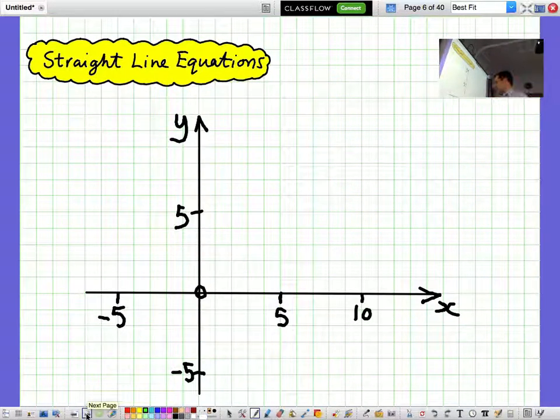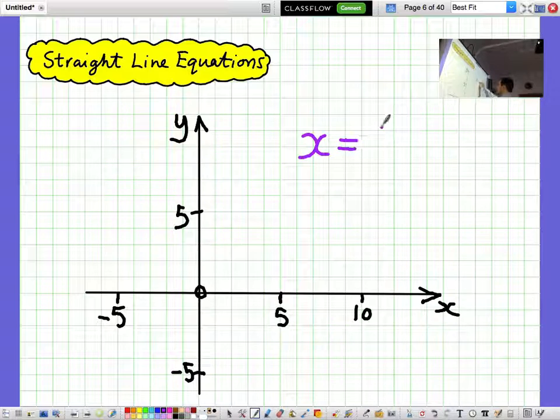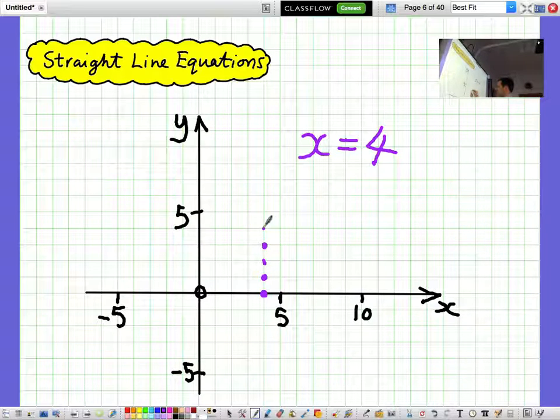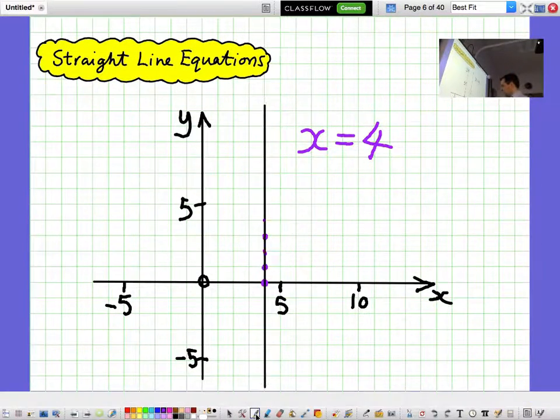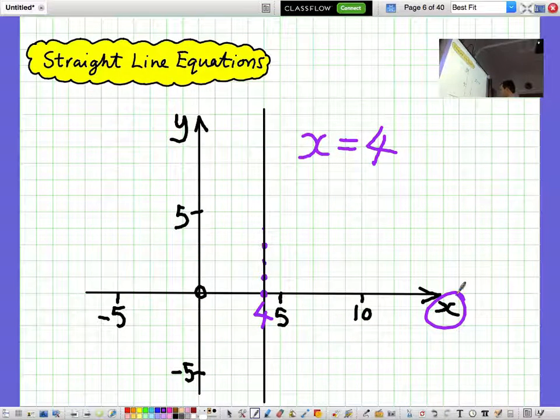Okay, 2 more examples. Special cases. When you get y equals a value or x equals a value. So for example, the line of x equals 4. That's the straight line consisting of all of the points where x is 4. So for example, 4, 0, 4, 1, 4, 2, 4, 3, 4, 4. So in other words, the line x equals 4 is just a straight line of all the points where x is 4.